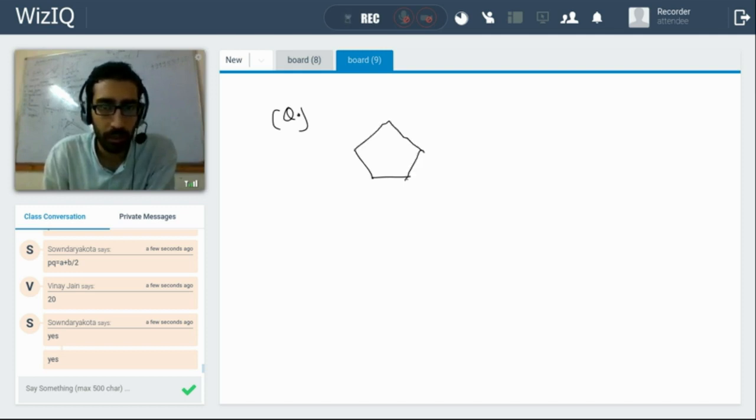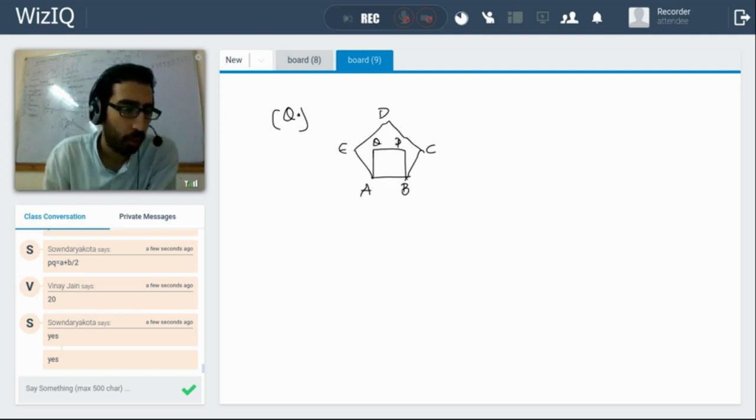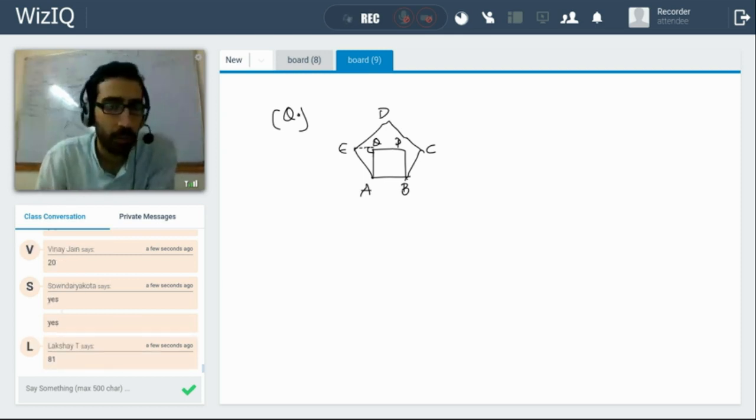This is a regular pentagon ABCDE. Using AB as base, you also have a square ABPQ, and you have to calculate angle AQE. This angle you have to calculate. What's the value of angle AQE? We'll ask everyone to try.